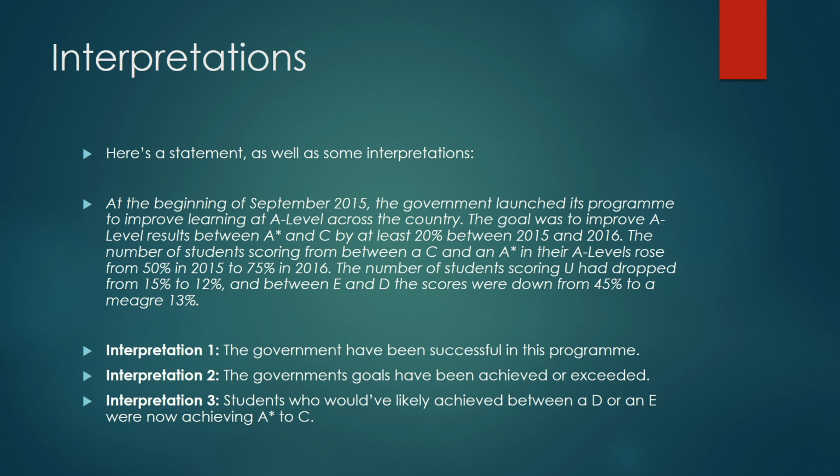At the beginning of September 2015, the government launched its programme to improve learning at A-level across the country. The goal was to improve A-level results between A star and C by at least 20% between 2015 and 2016. The number of students scoring between a C and an A star in their A levels rose from 50% in 2015 to 75% in 2016. The number of students scoring U had dropped from 15% to 12%. And between E and D, the scores were down from 45% to a meagre 13%.